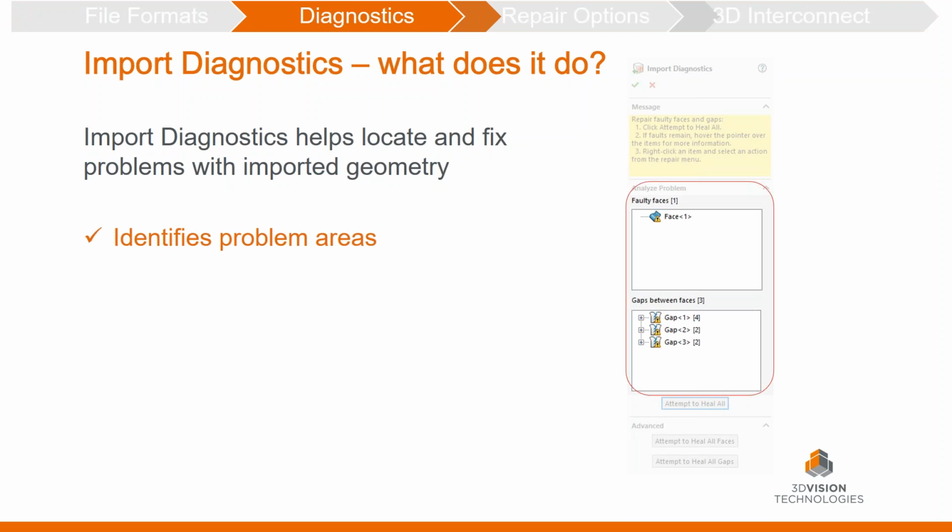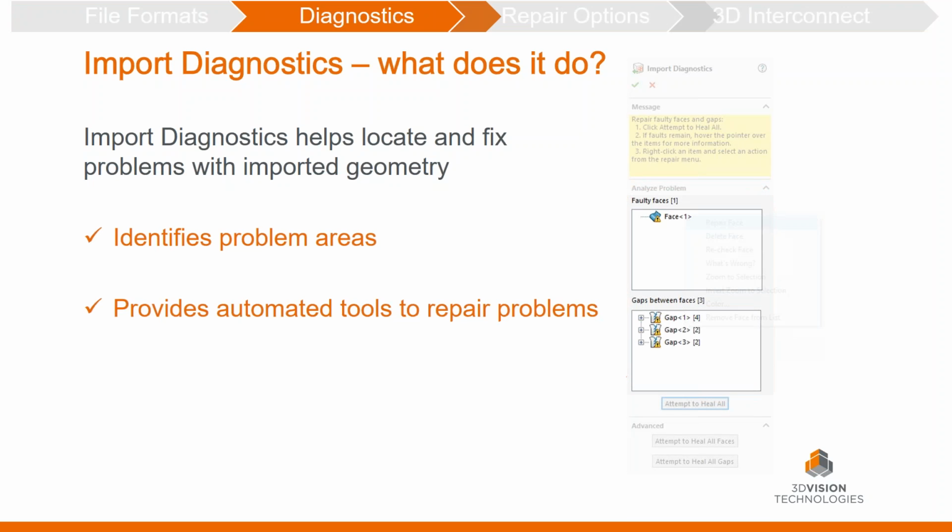It identifies problem areas, faulty faces or gaps between faces, and provides automated tools to repair problems. So if you right-click on a face, you can find Repair Face or delete it or recheck it if you've worked with this a couple of times. Under the gaps, there are three different tools: Heal Gap, Remove Gap, and Gap Closer. Why are there multiple tools? Well, if one doesn't work or doesn't give you the exact results that you want, you have other tools there to use.